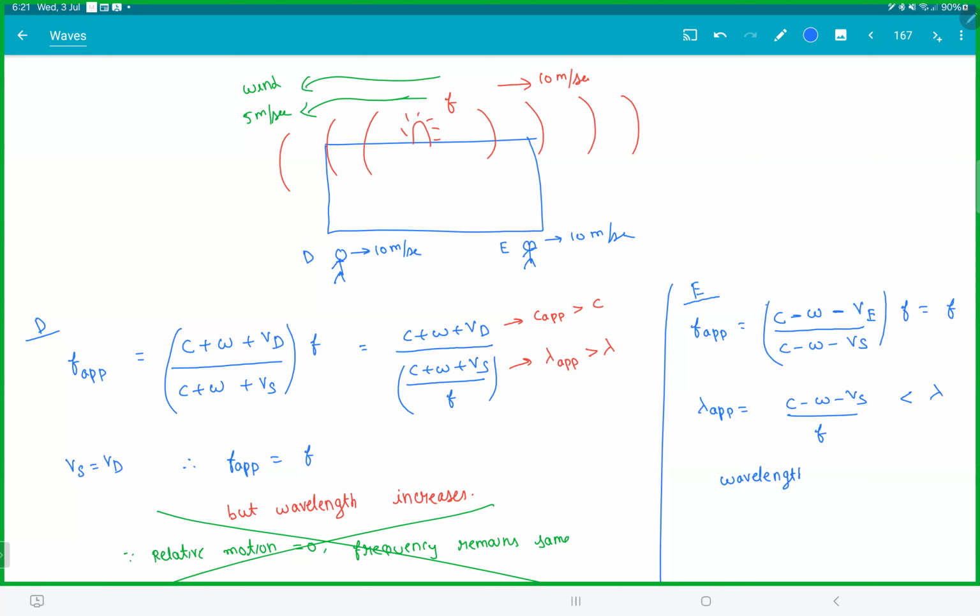The two people in the bus will think, one guy will think the wavelength is more and one guy will think the wavelength is less. This would be a theoretical question in the exam.